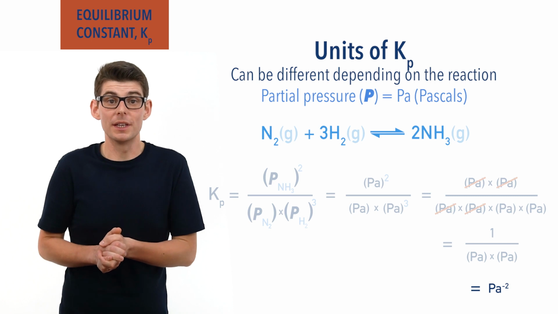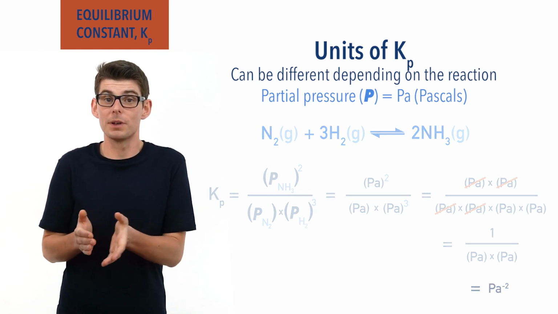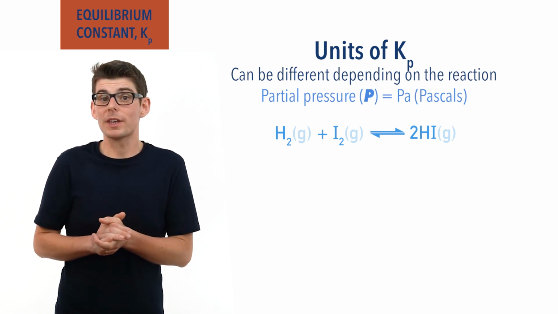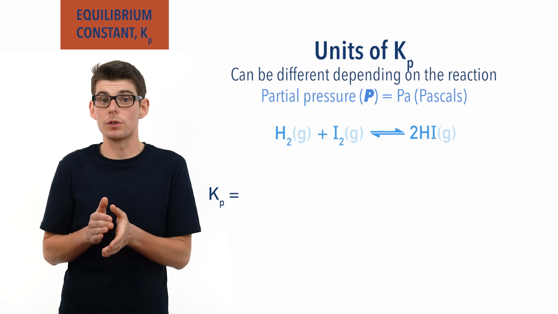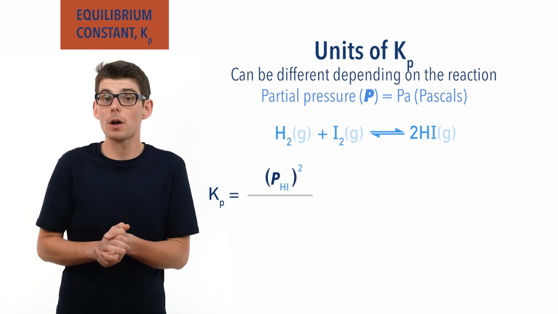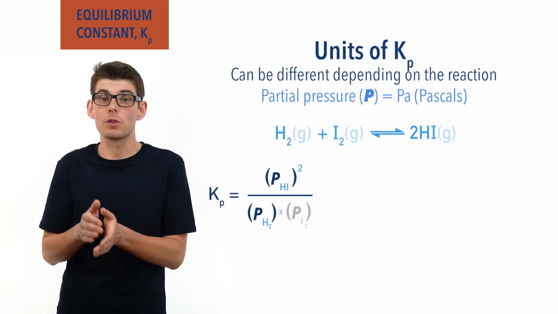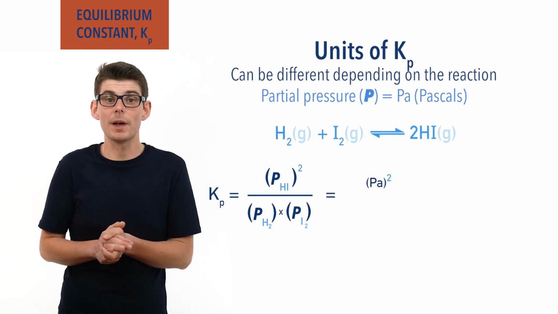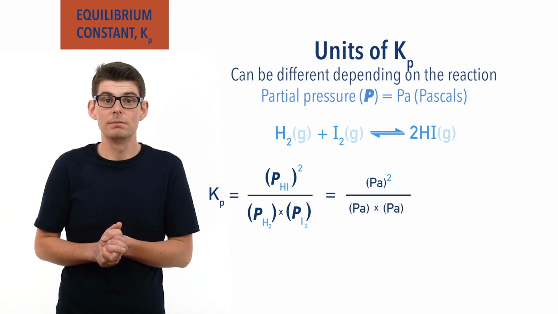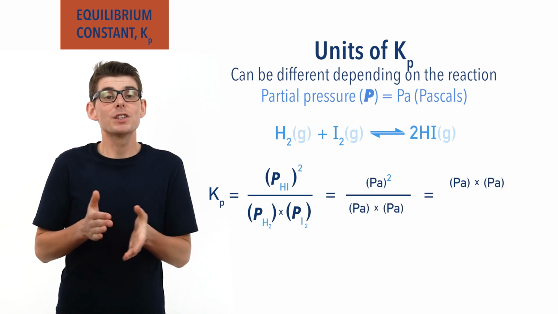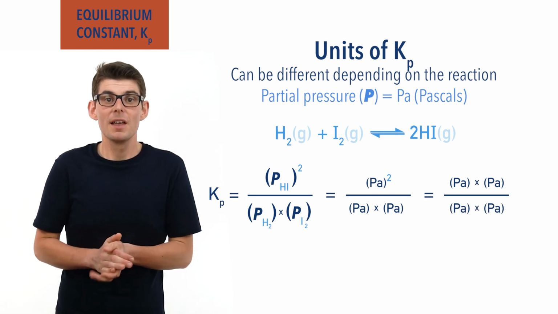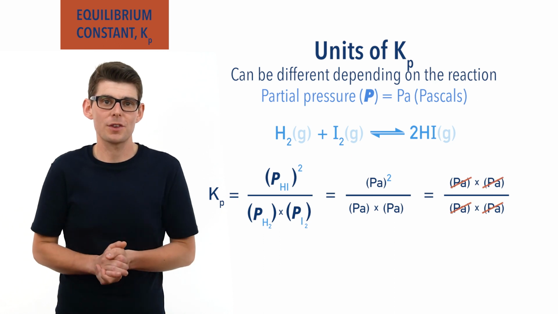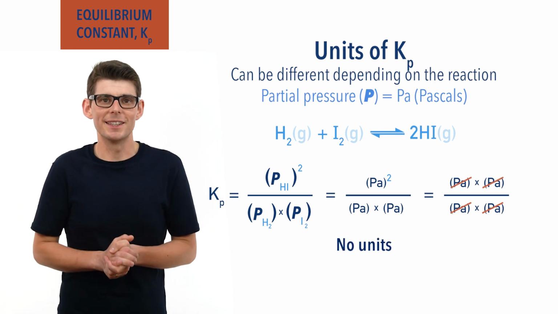Sometimes there may be no unit. For example, Kp for hydrogen plus iodine to form hydrogen iodide has no units. The expression for Kp equals partial pressure of hydrogen iodide squared divided by the partial pressure of hydrogen times the partial pressure of iodine. Substitute Pa into the expression again and we have Pa squared divided by Pa times Pa. In other words, Pa times Pa divided by Pa times Pa. The 2 Pa on the top of the fraction are cancelled by the 2 Pa on the bottom of the fraction, meaning no units are left at the end.